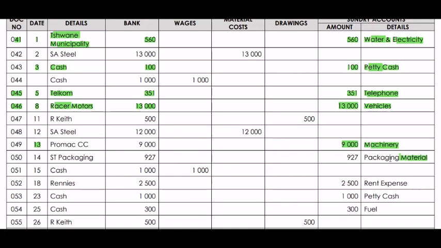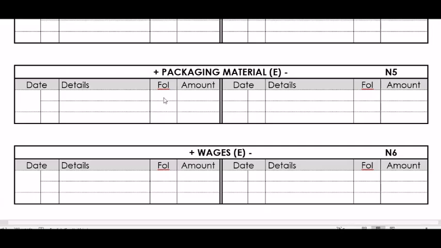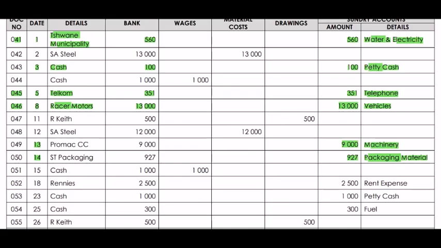Then the next one was packaging materials, 927 Rand on the 14th. So you go to packaging materials. You write on the debit side or the plus side, March 2005, the 14th, bank CPJ and the value. Next one, rent expense, 2,500 Rand on the 18th.